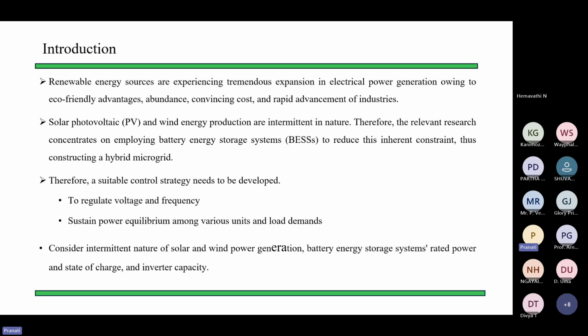When PV, wind, or any of the renewable energy resources are connected along with the storage system, we need a control strategy to regulate the voltage and frequency, sustain power equilibrium among the different units, and fulfill the load demands. Considering the intermittent nature of solar and wind power generation, the battery energy system's rated power and state of charge are also considered, and also the inverter capacity. I have designed for a 1 kilowatt inverter.